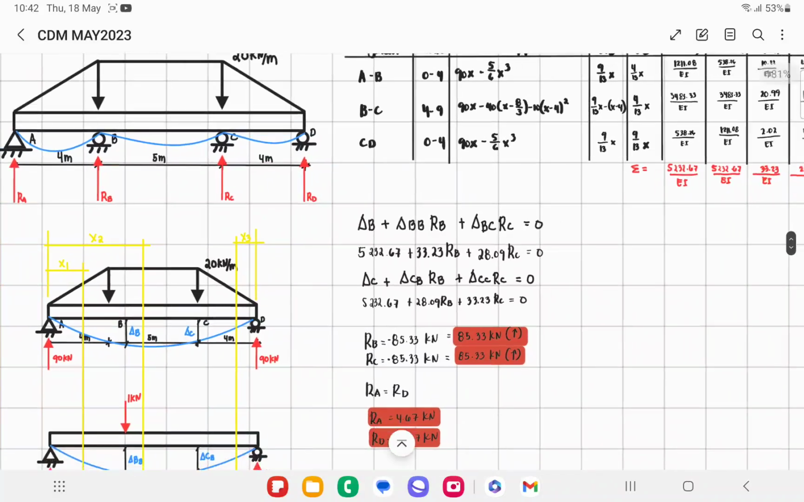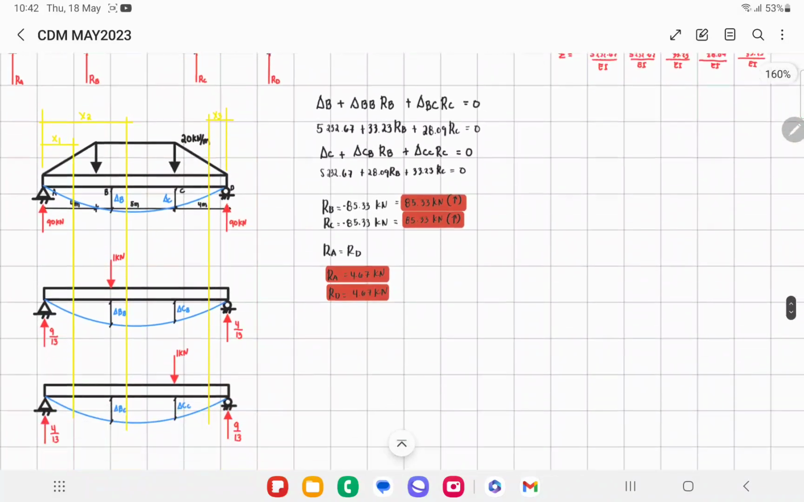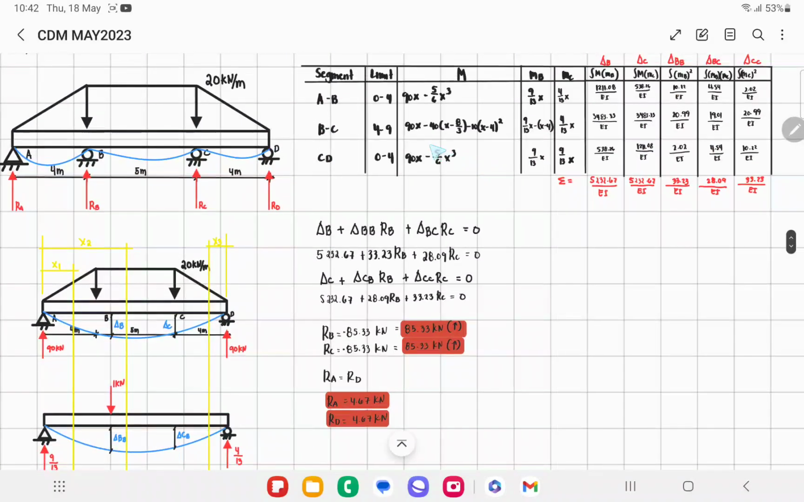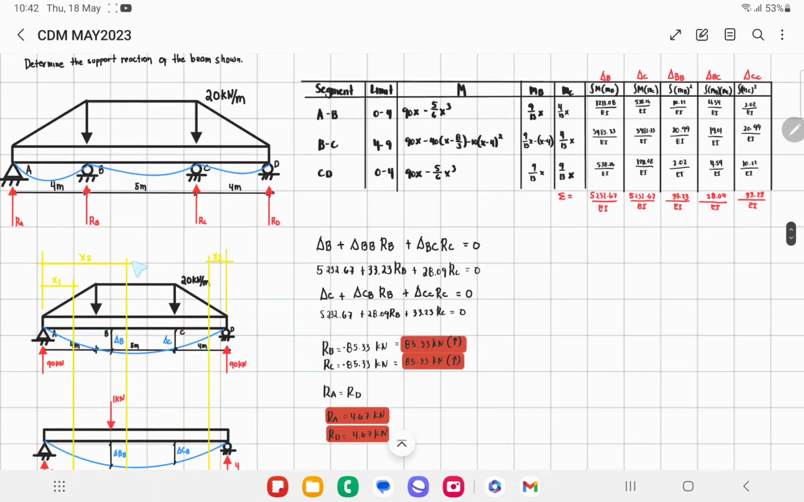Okay? And then for BC naman, we have this cut x2. Okay? So BC is from 4 to 9 na siya. So 4 start niya, and then 9. Okay? So from 4 to 9, ito yung magiging moment equation natin for that segment.